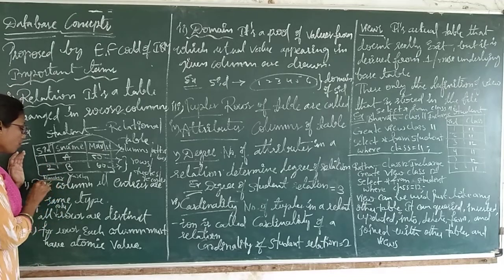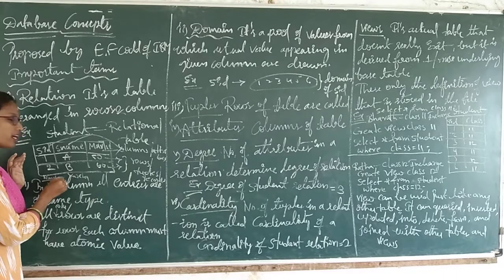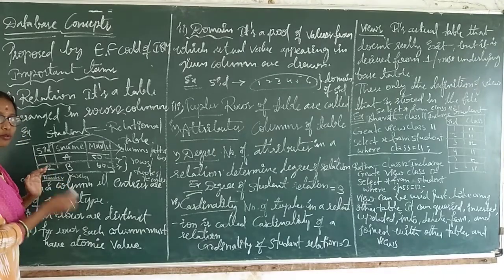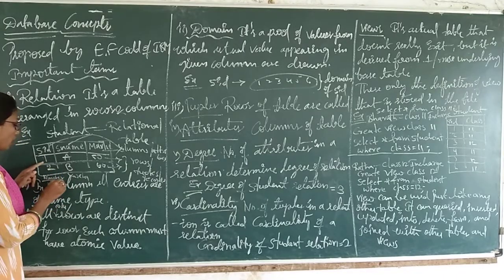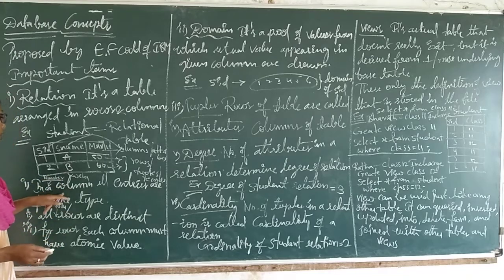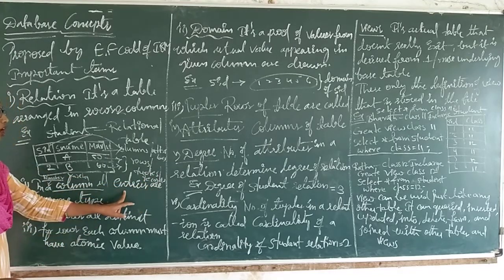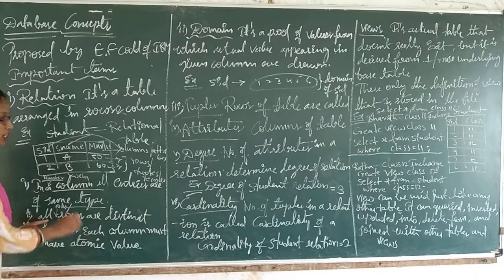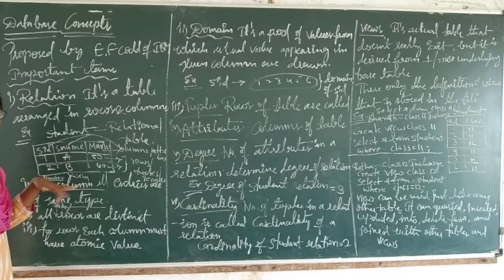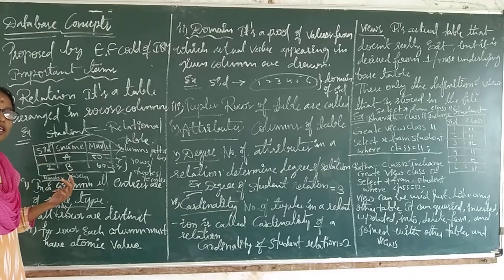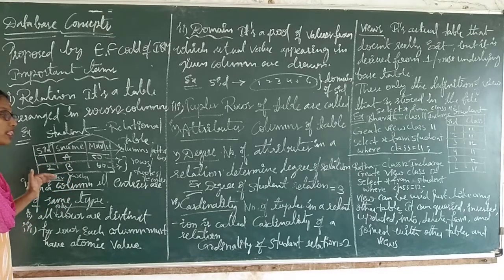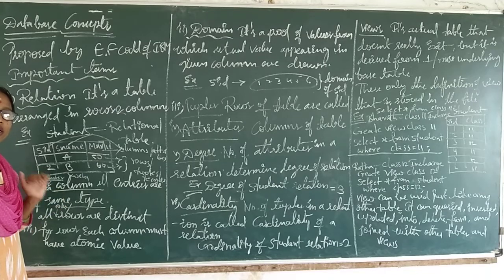In a column, all entries are of the same type. Whatever data type you use in the first record to store the data in the relational table, you continue with the data type only in that column.